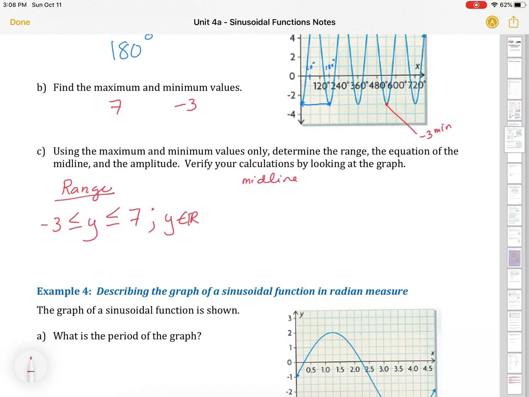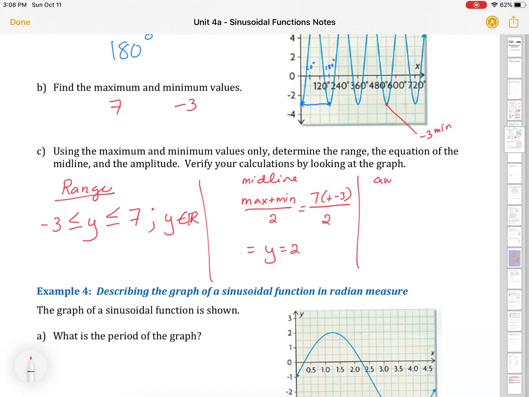The midline is max plus min divided by 2. So that's 7 plus -3 divided by 2. So our midline equals y equals 2.